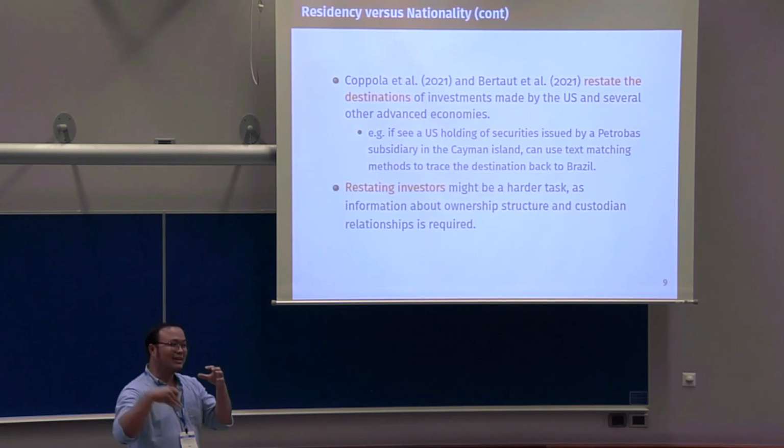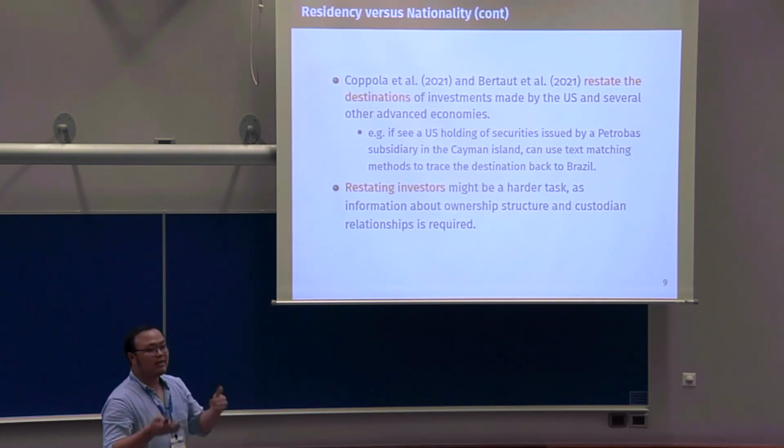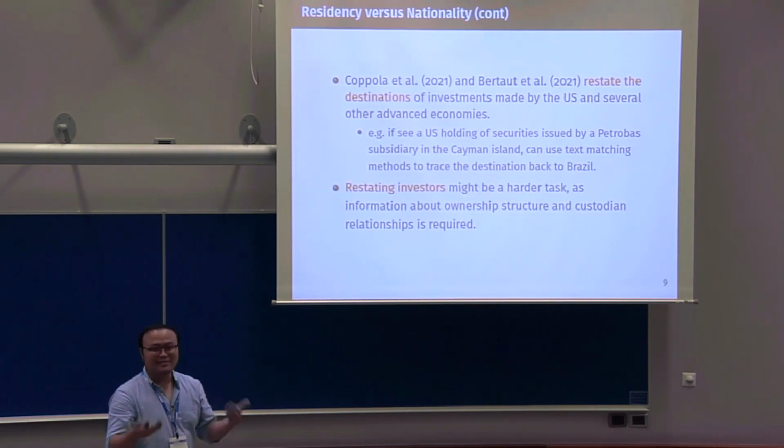I think going down flow is a little bit easier. If you have a very clear portfolio detail, you see the bond issued by Petrobras held in Cayman Island, you can relocate that to Brazil. So it's a hard exercise, but it's doable. But then to restate the investors might be difficult because you need to know the ownership structure of the Cayman Island hedge fund. But if there's ever data on that, I think that would be a great project.